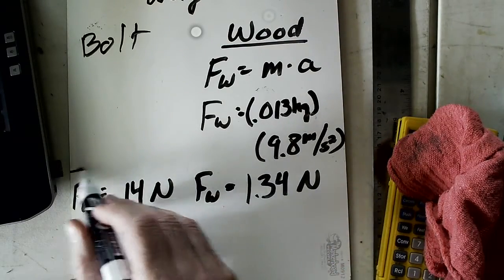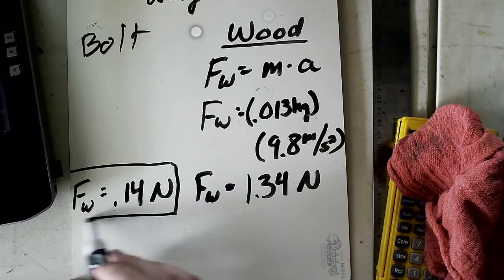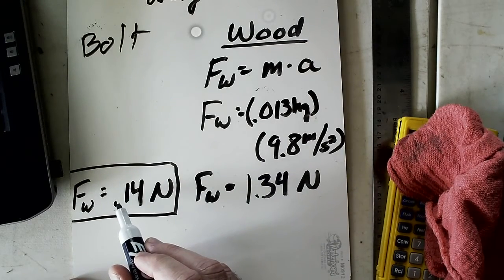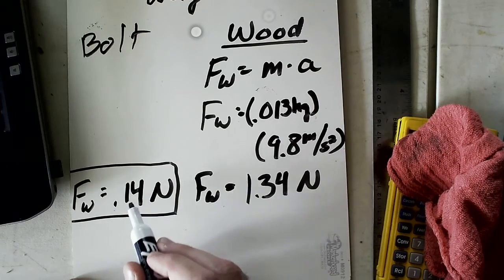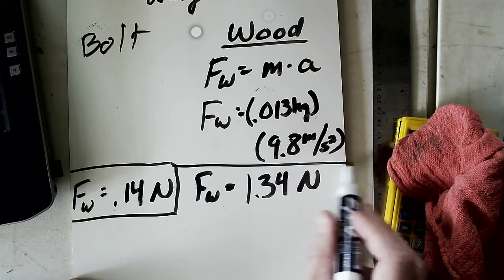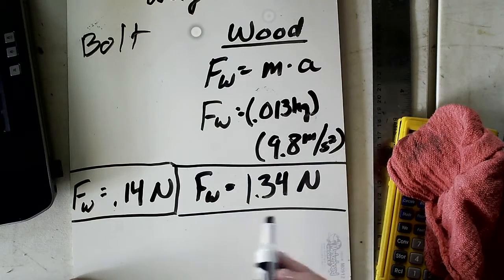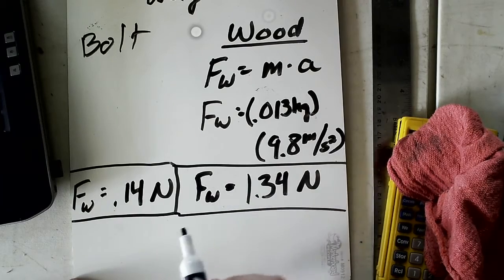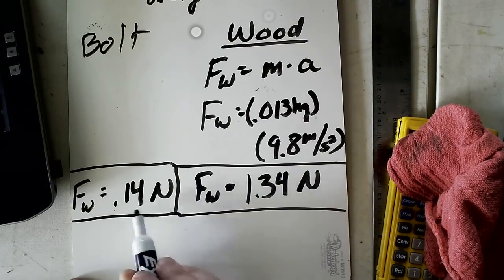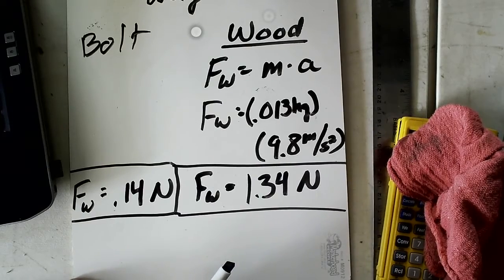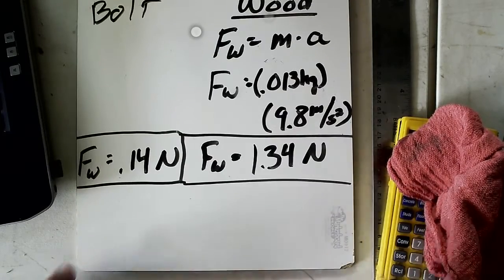But wait a minute. If that's true, if the wood block weighs more than the bolt, why does the bolt sink but the wood float? And again, that's what I'm going over in these few videos, what's called Archimedes' principle. Archimedes was the one that figured out all this stuff. So that's how to calculate weight.